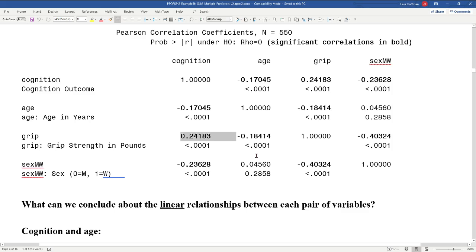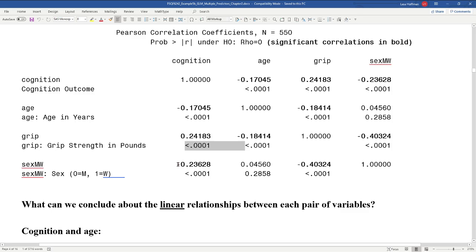Another bivariate relationship we can look at is between cognition and grip strength. This is a positive correlation of 0.24, which means as grip strength goes up, cognition is also predicted to go up, and that is a significant positive correlation.